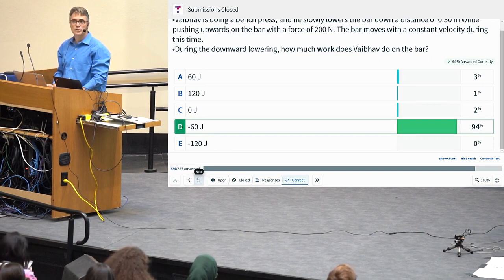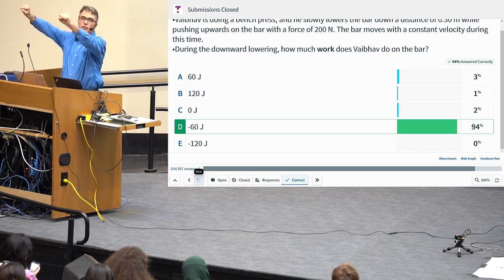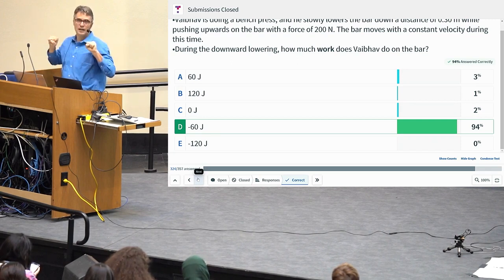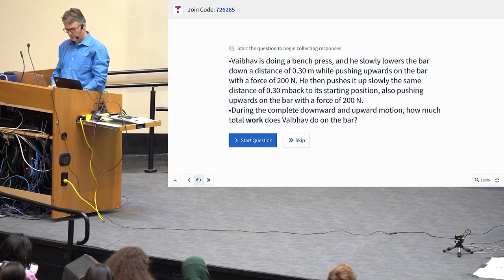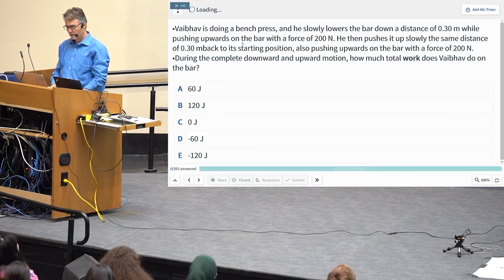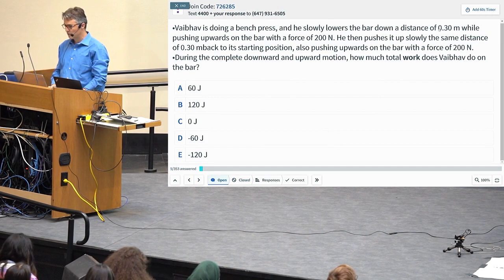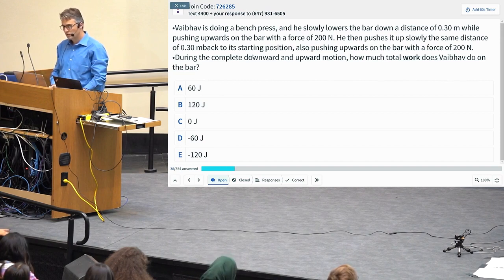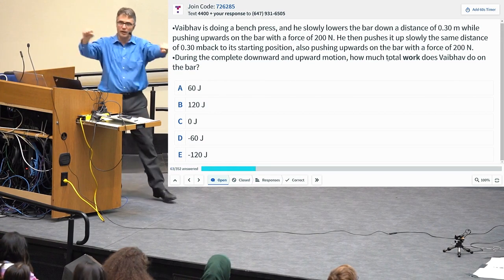What's weird is that the bar would fall and pick up kinetic energy, but you're doing negative work on the system and keeping it going really slow. So the last question in this little sequence is, Weber is doing a bench press. He slowly lowers the bar down a distance of 0.3 meters while pushing upwards on the bar. Then he pushes it slowly up the same distance back to its starting position. During the complete downward and upward motion, how much total work does Weber do on the bar?